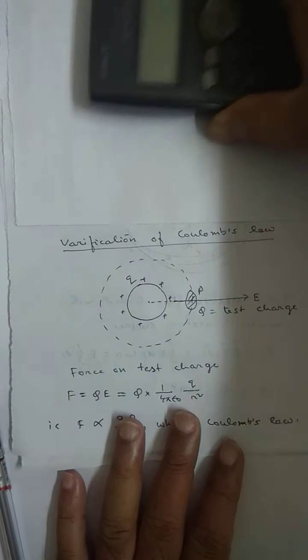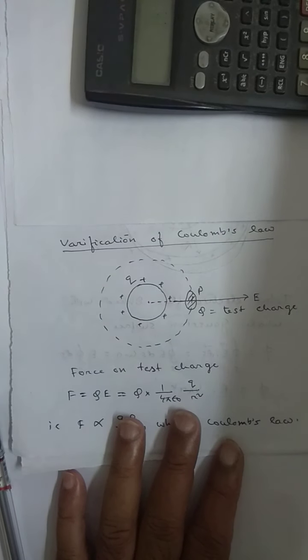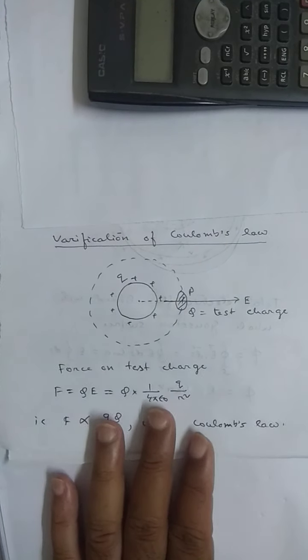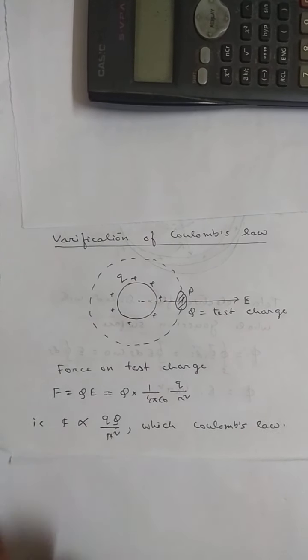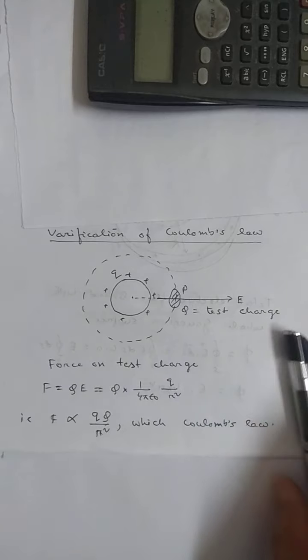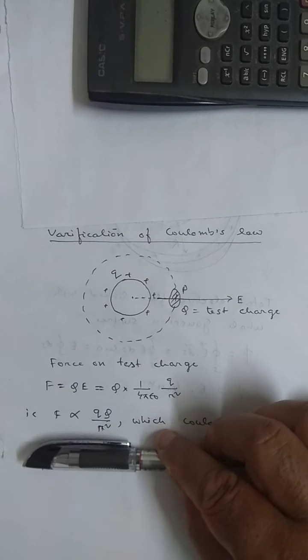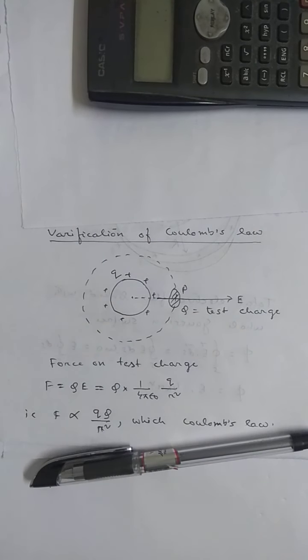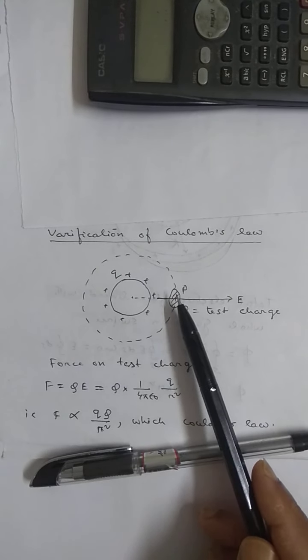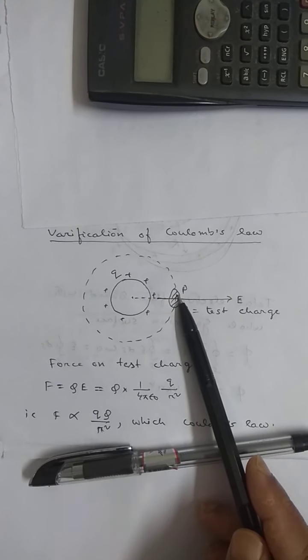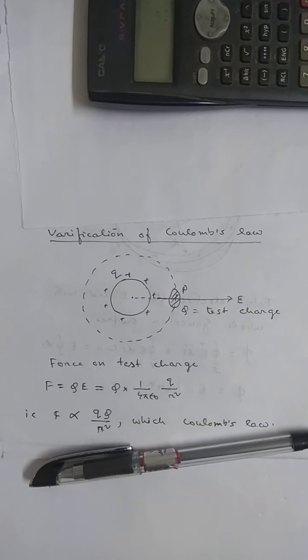Now, my next tail question. Normally a tail question comes. What is the tail question? We have to verify the Coulomb's law from the Gauss's law. Verification of Coulomb's law. So normally this question comes as a tail question of the previous application.